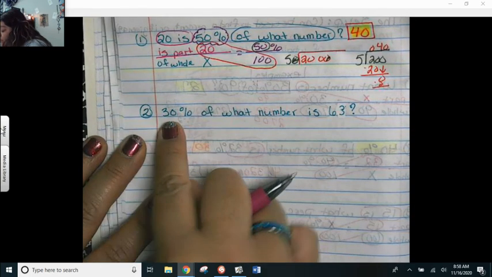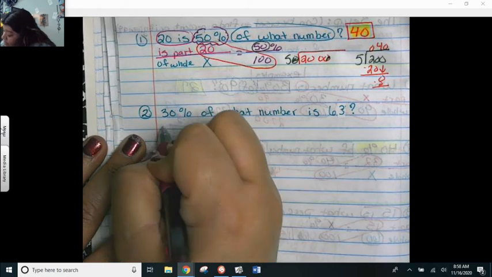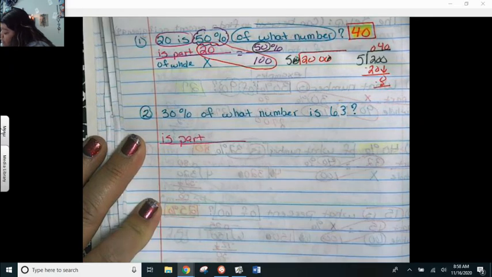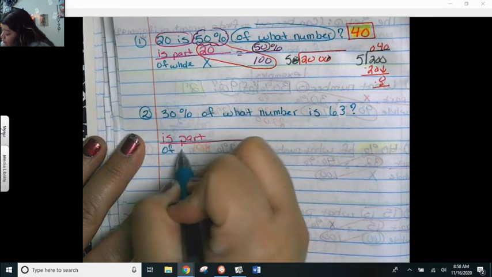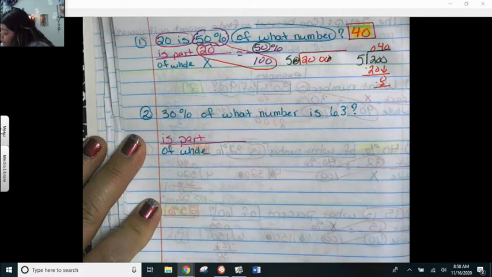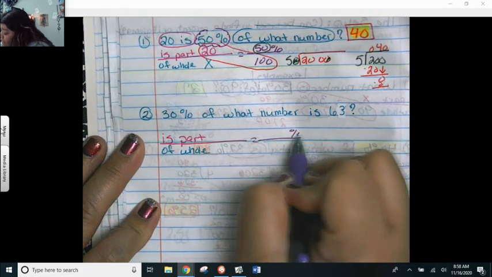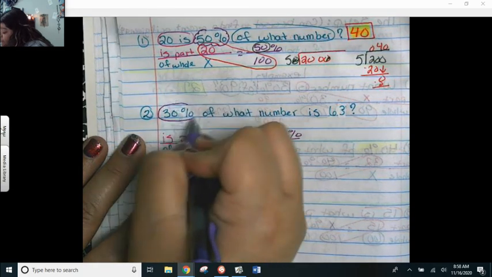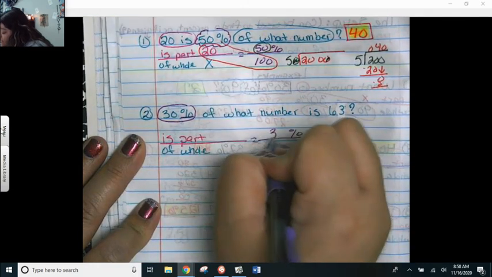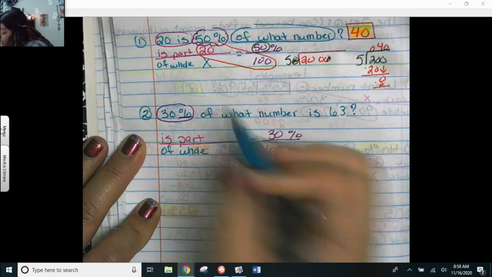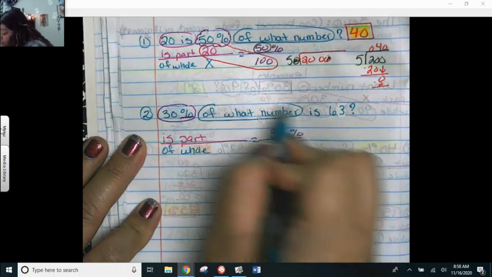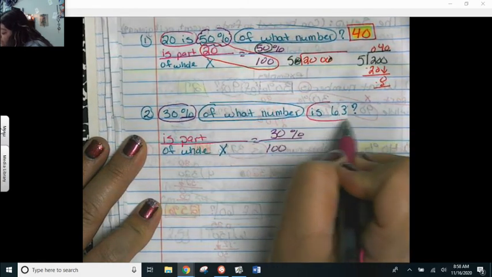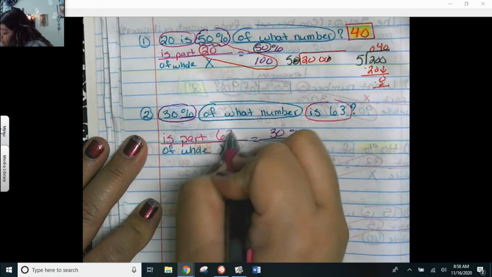All right, let's do this one. 30% of what number is 63? Let's see how you did on this one. I'm going to set mine up. Is part, of whole, equals percent over 100. Okay, so right off the bat, I see that 30 percentage, so that belongs next to the percent. Then I see the word of, but it says what number, which means we don't know what number belongs to of. And then it says is 63, is 63.